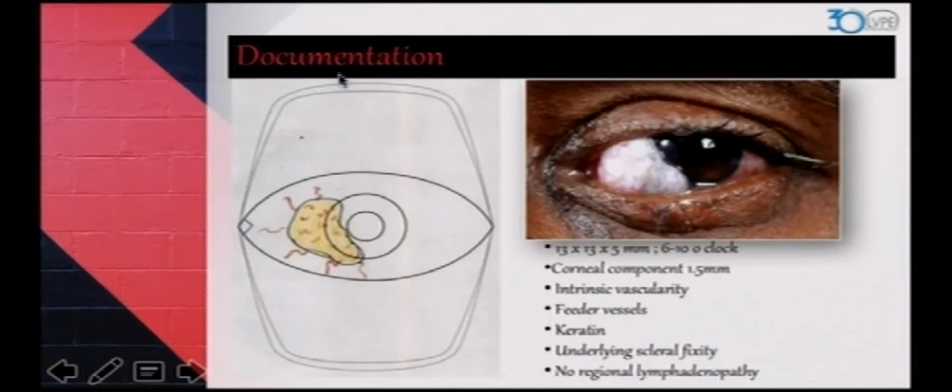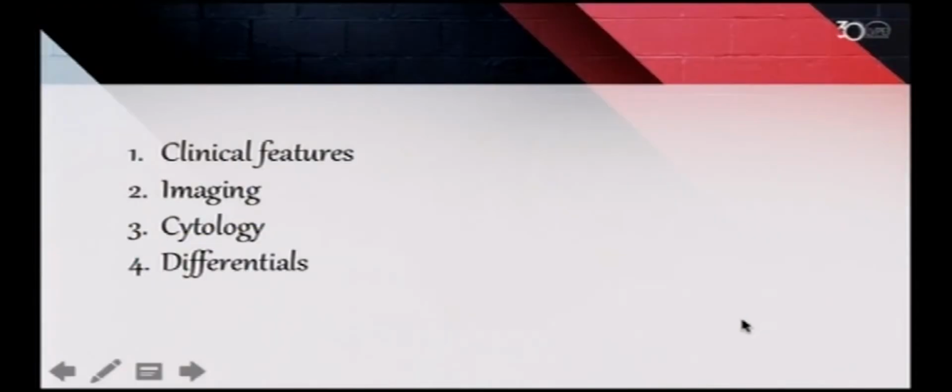Thus, all these findings need to be documented in all cases, and it's good if you can pictorially depict it in your OPD. All the findings like the location in terms of the dimensions, the clock hours need to be mentioned, presence of corneal component, whether intrinsic vascularity is there or not, feeder vessels, keratin, scleral fixity, and also presence of any regional lymph node need to be mentioned.